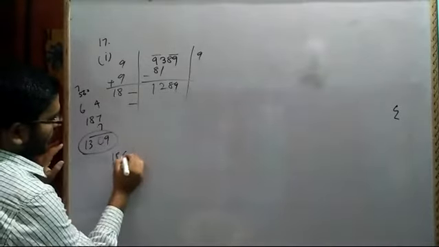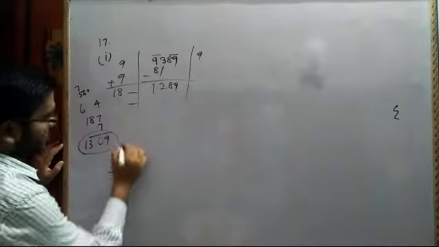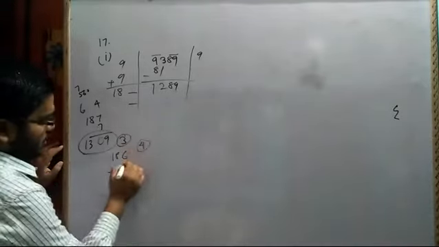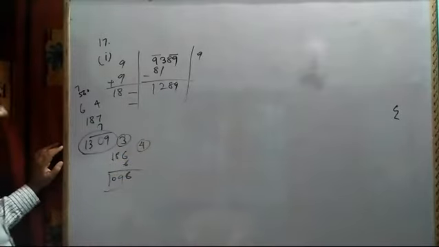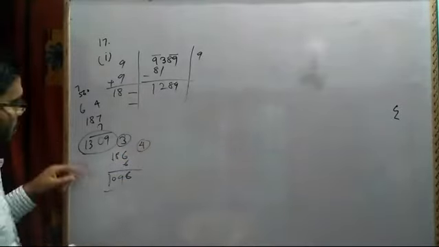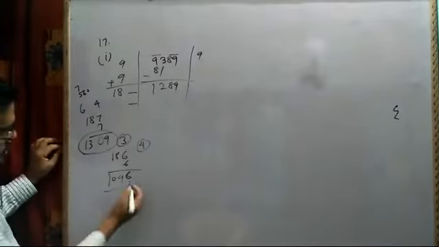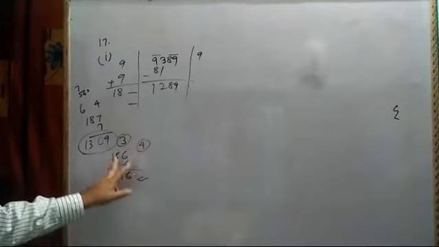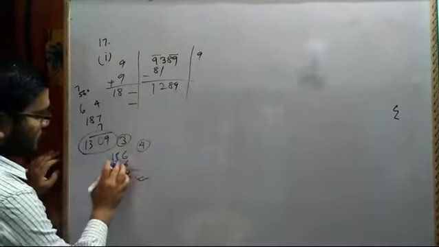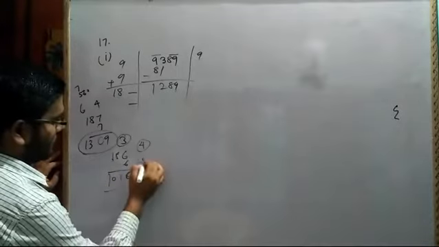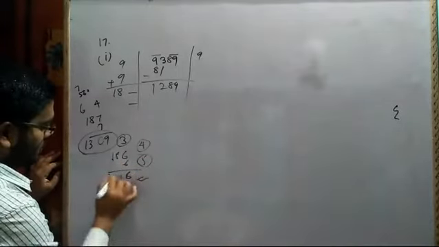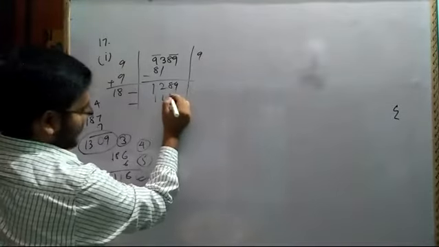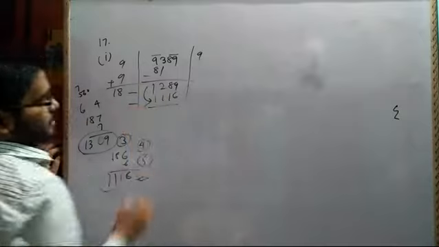Now let's take 186 into 6. 6 sixes are 36, carry 3, 8 sixes are 48 plus 3, 51, carry 4, 6 ones are 6 plus 4, 1096. Now which number will come here? If I keep here 6, I will get 1116, which is less than this.